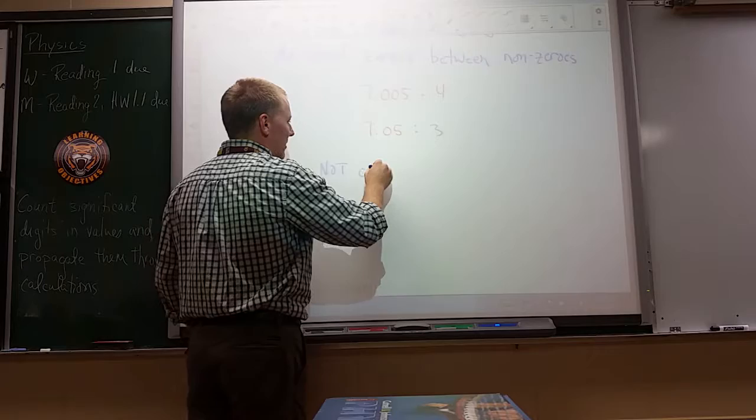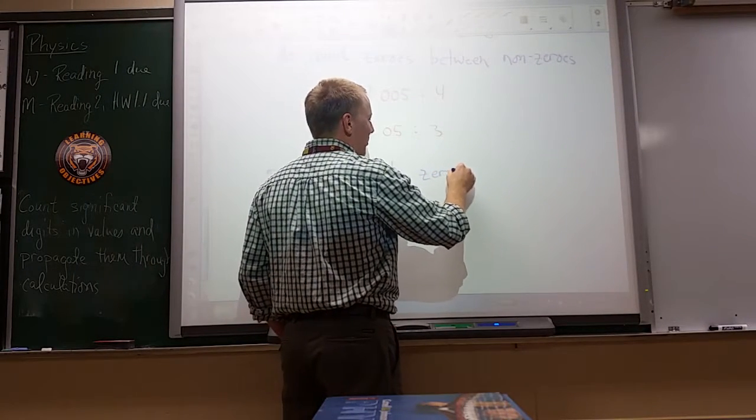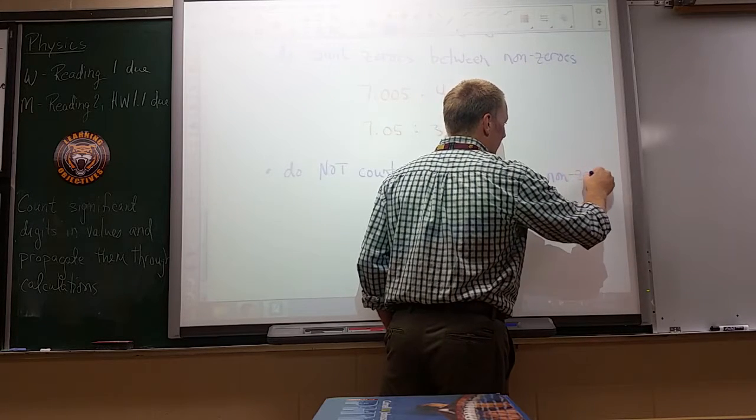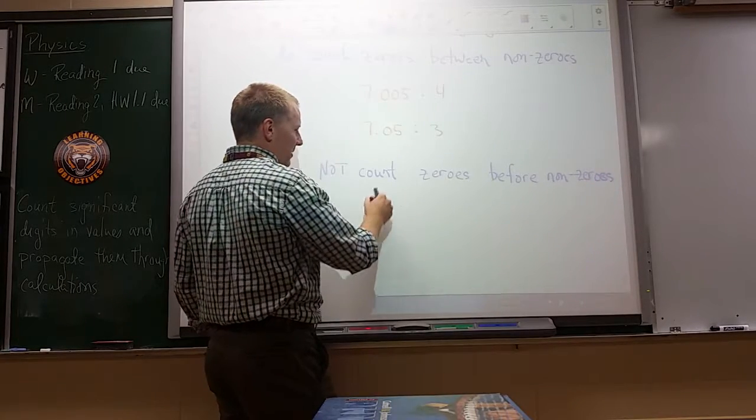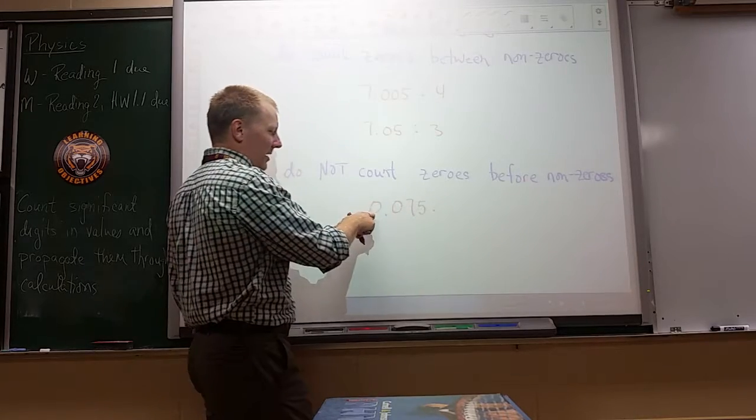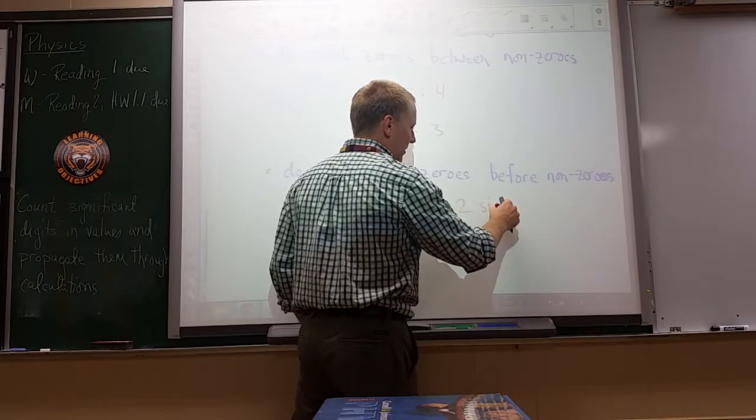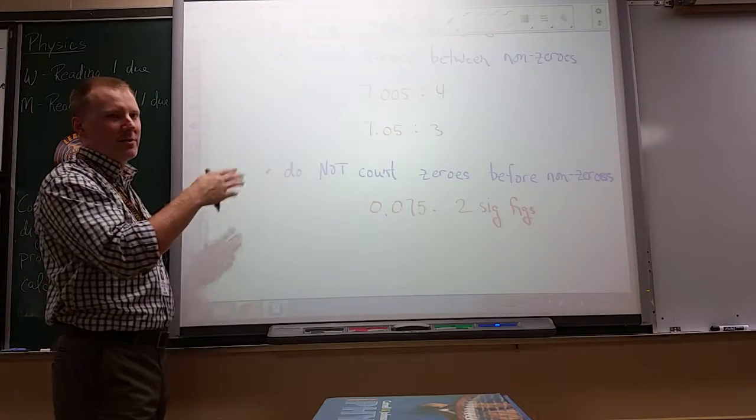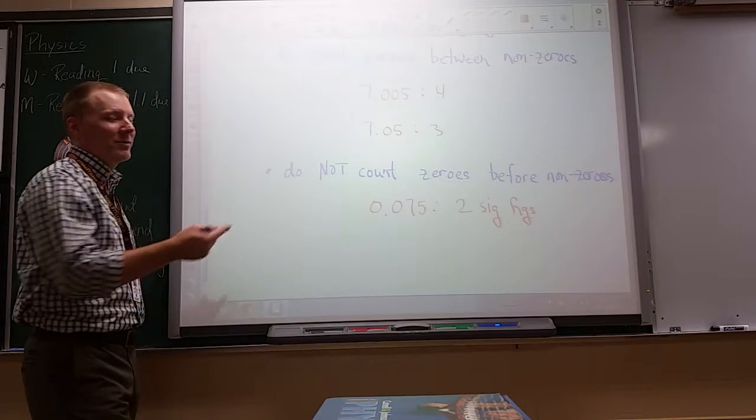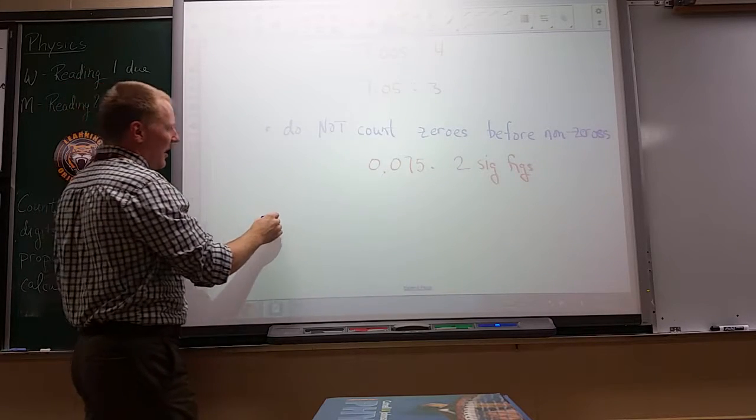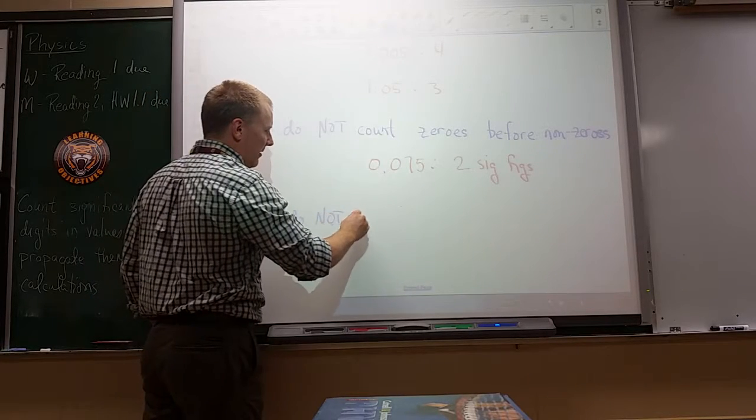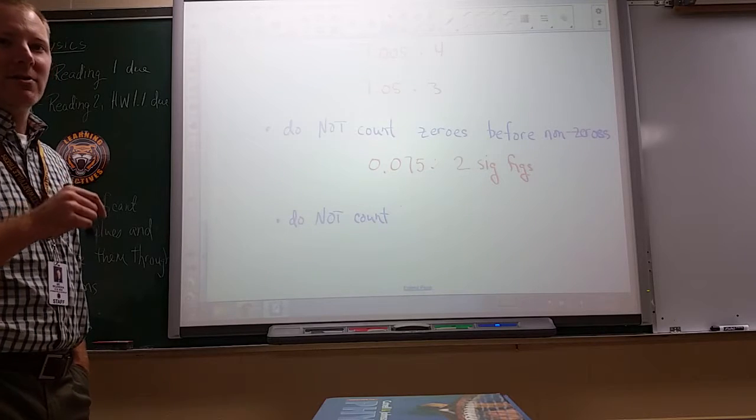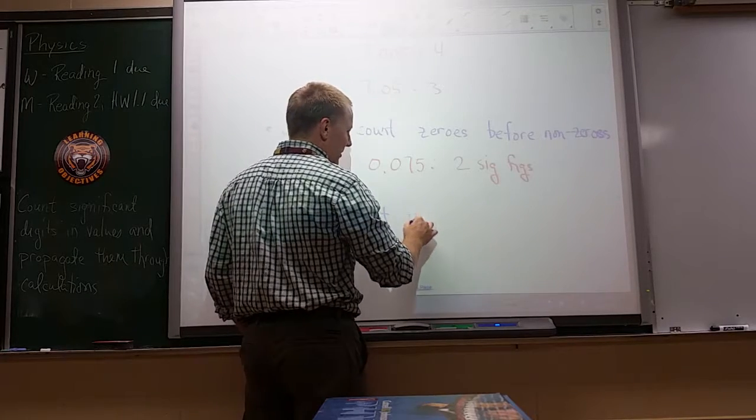Do not count zeros that are before any non-zeros. For example, 0.075, we would not count the first 2 zeros. We would count the 7 and the 5. And we would continue to count zeros. We'll do the a little more complex ones after we get all the rules. We would count other zeros that follow, that are in the do count. And then we do not count zeros following non-zeros without a decimal point.